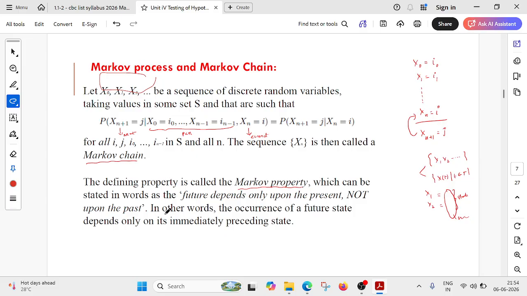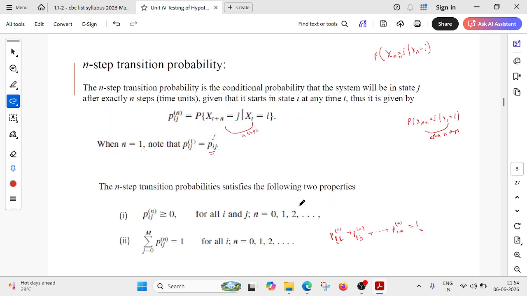This is called the Markov property. This defining property can be stated in words as: the future depends only upon the present, not upon the past. In other words, the occurrence of the future state depends only on the immediately preceding state. So this is very important for understanding the Markov process and Markov chain.